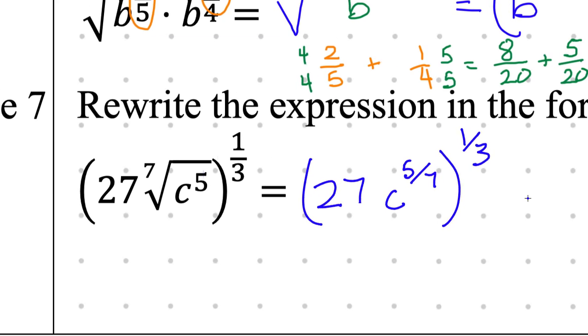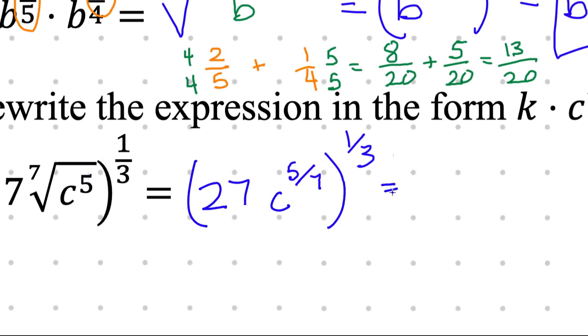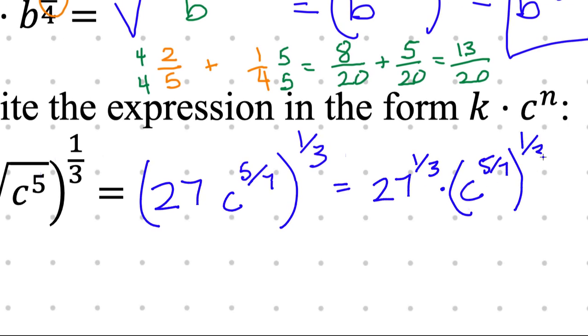Next, I'm now going to apply that rule that I just talked about, where I'm going to make this power go and apply it. I'm going to multiply it to this power, and I'm going to multiply it to this power. So I now have 27 to the 1/3 times c to the 5/7, all of that to the power of 1/3. Again, I'm really distributing this power of 1/3 into both of these two terms, or I should say both of the parts of this one term.